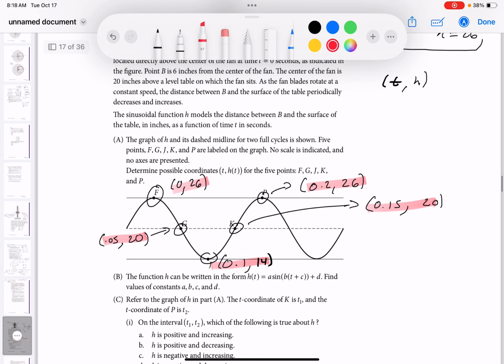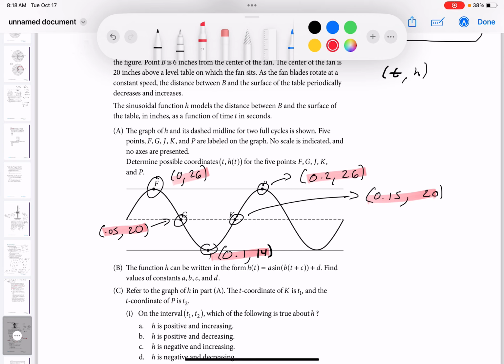I want to go to B, and B says the function can be written as a model with the sine function. And let's go through that. Looking at the sine function, the first thing I want to do is find the amplitude. The distance between 14 and 26 is going to be 12, and half of that is 6. So I think I can write that part down. Let me write that down for you. So I'm going to write down h of t. I'm going to say amplitude is 6, sine.